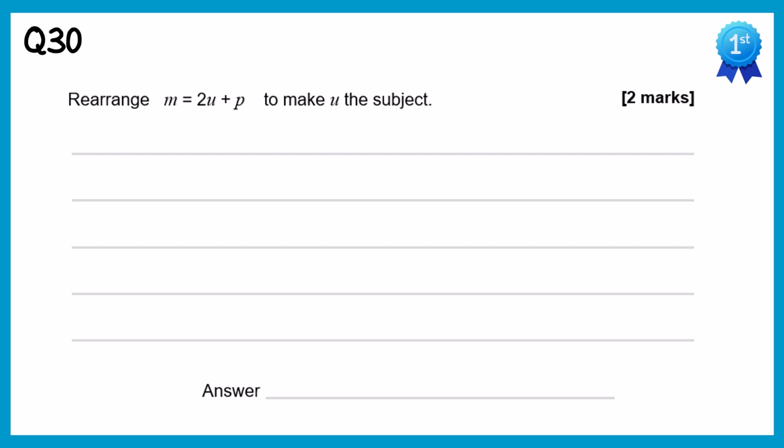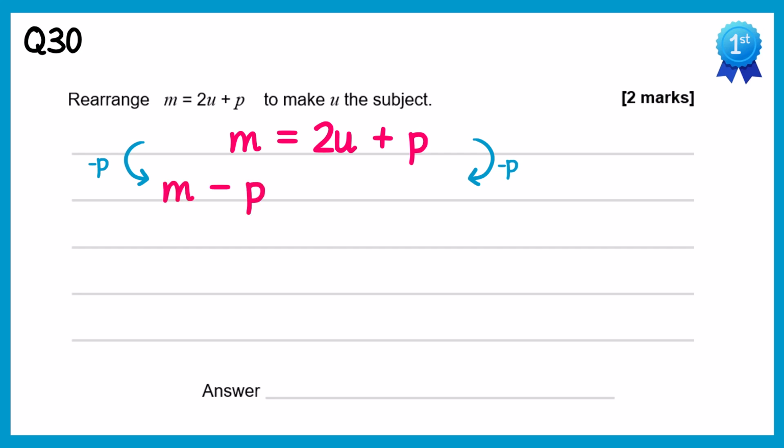In this question, we need to make u the subject. At the moment, m is the subject because it's the letter that's all by itself. We're going to start by subtracting p from both sides. If you subtract p from the left, we have m already there, and we're going to subtract p, so it's m subtract p. On the right, though, the p's will cancel, so we're just left with 2u.